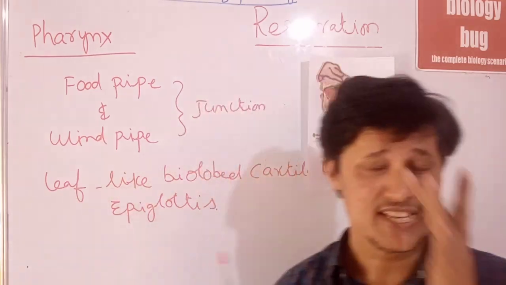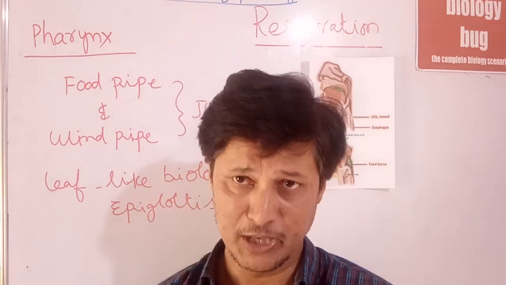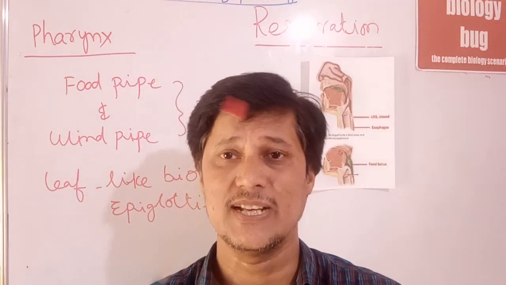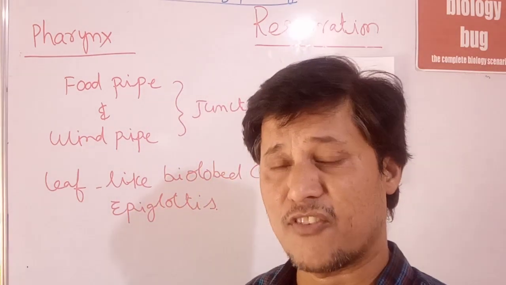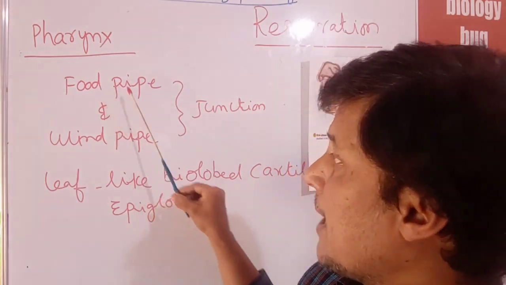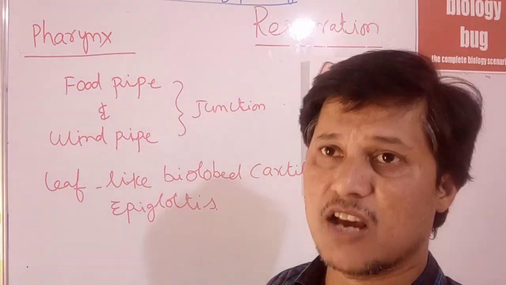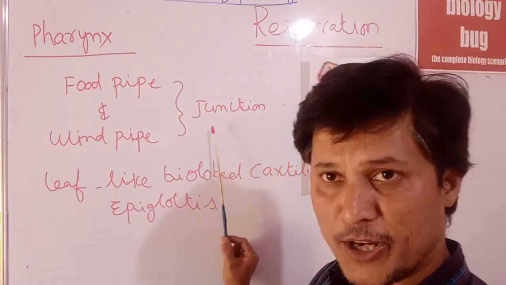The pharynx is located at the junction of the food pipe and windpipe.